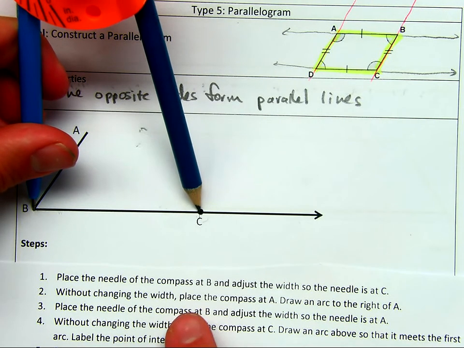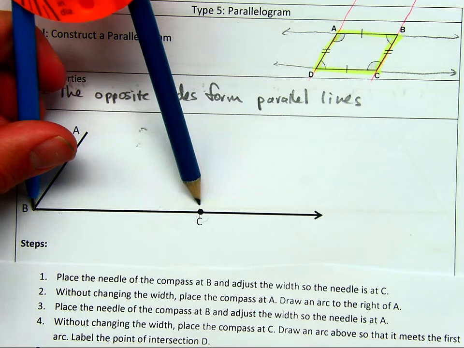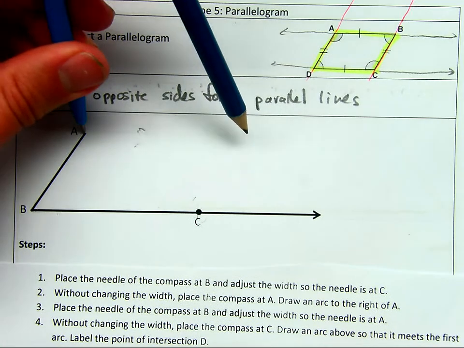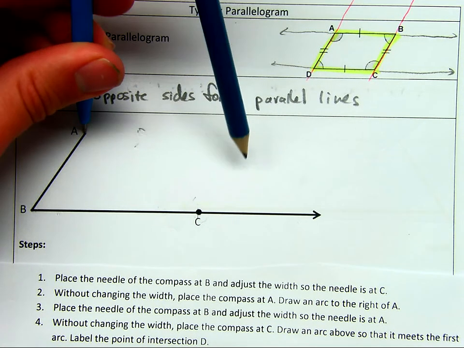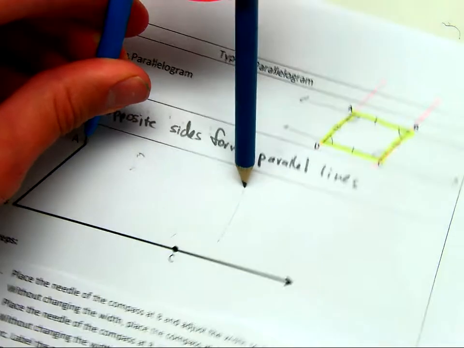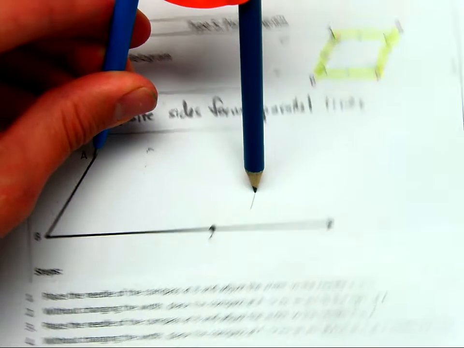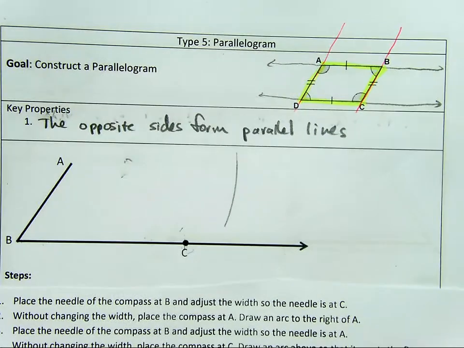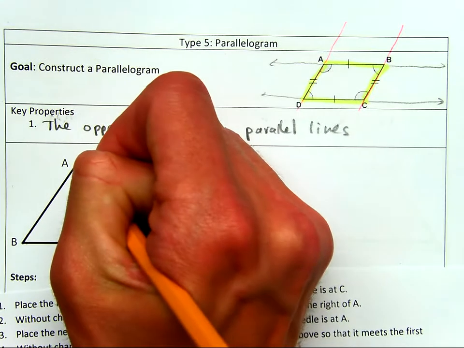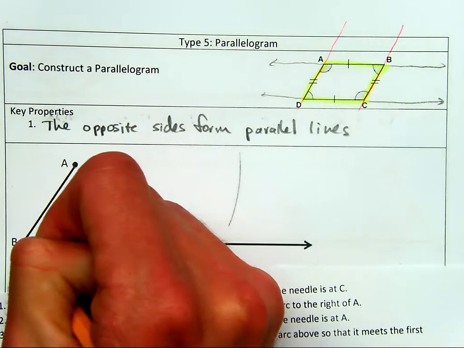Without changing the width, don't let it slip. Place the compass at A, right up here, and draw an arc to the right, like this. This one goes pretty fast. That's our first arc. And let me make these points more clear. That's going to be A, B, and C.